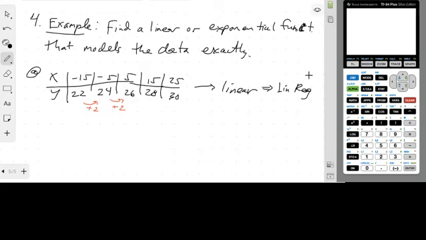Here's an example where you might not be able to tell right away, but here the x values go up by 2 each time. And then we go from 5 over 9 to 5 to 45. You might be guessing now what this should be, 405 and then 3,645. Okay, this is clearly exponential growth, right? So there we're going to use exp regression, exponential regression.